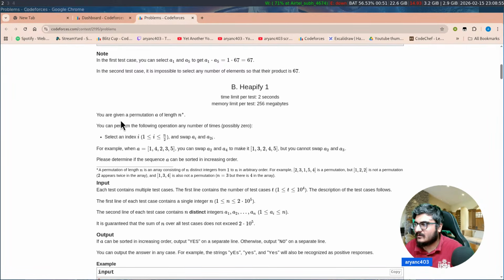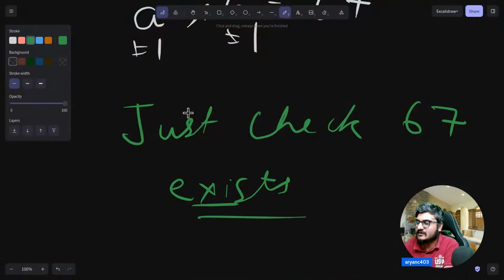Okay, the next problem: you are given a permutation A of length n. You can perform the following operation any number of times, possibly 0. Select an index i and swap A_i and A_2i. For example, for 1, 4, 2, 3, 5, you can swap A2 and A4 to make it 1, 3, 2, 4, 5. But you cannot swap A2 and A3. Determine if it's possible to make A sorted in increasing order. There are a few crucial observations here. One of them is that A is a permutation of length n. So how does a sorted permutation look like?